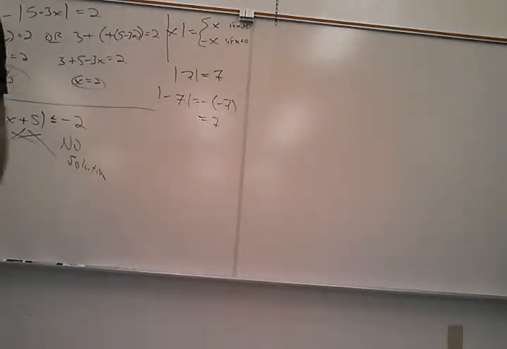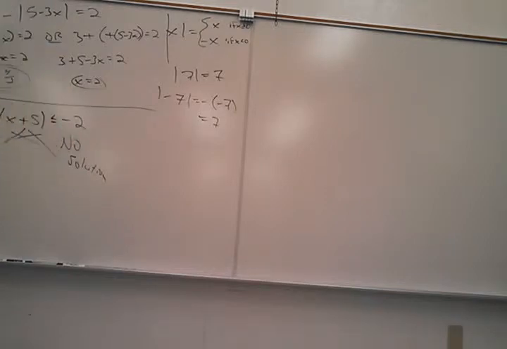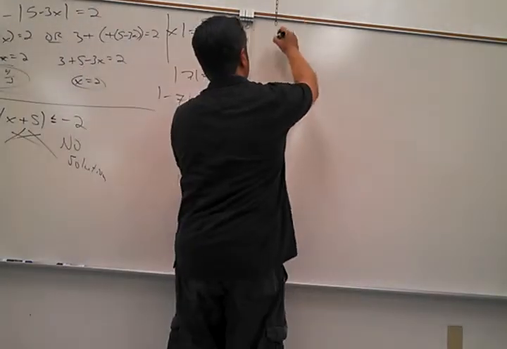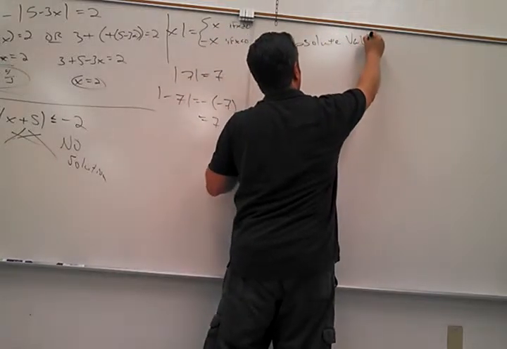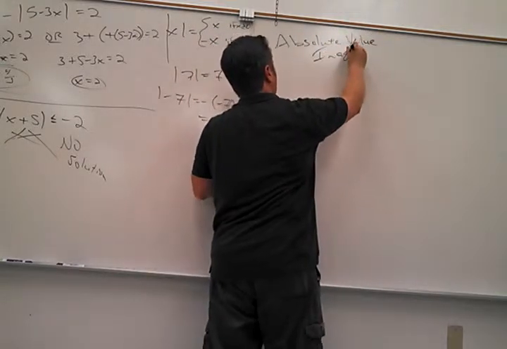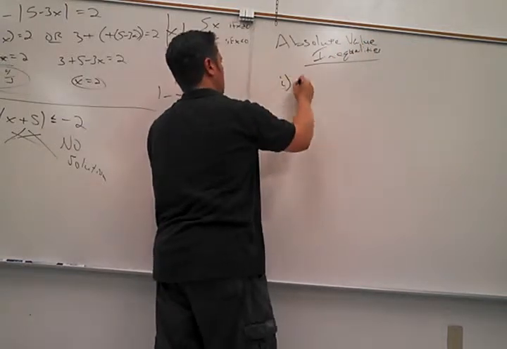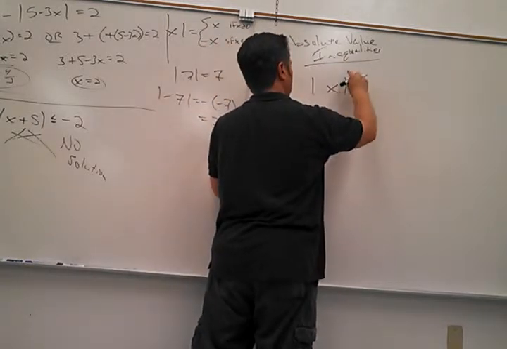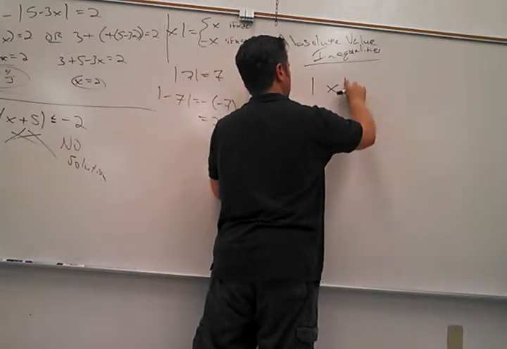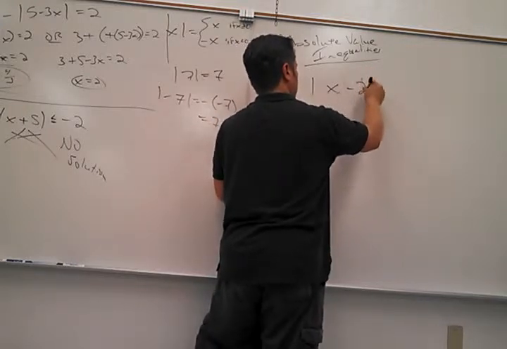So let's step into absolute value inequalities. Let's take a very simple case. This is fine. Let's do this. Make it a 1, Jeff. Make it a 2. There you go.